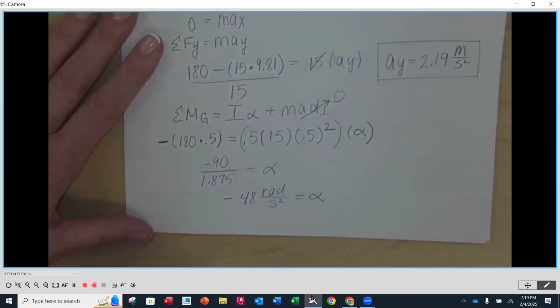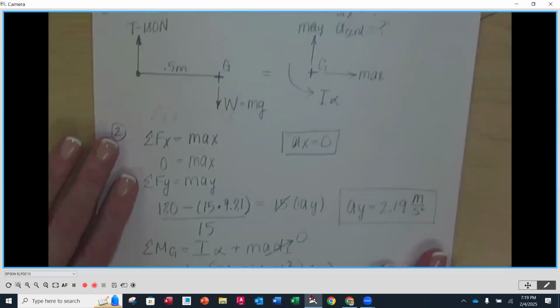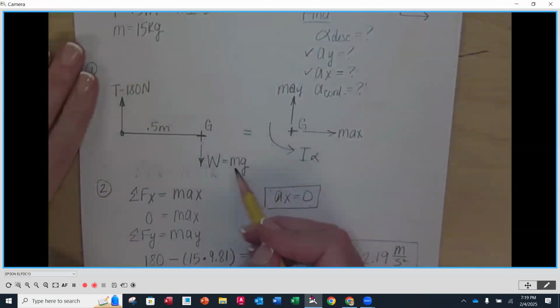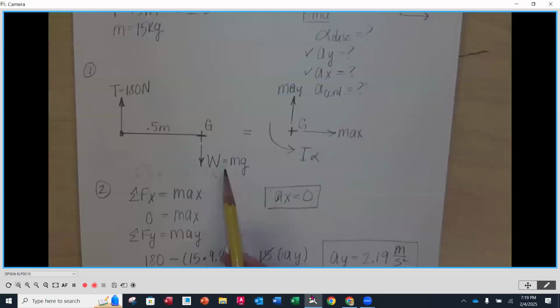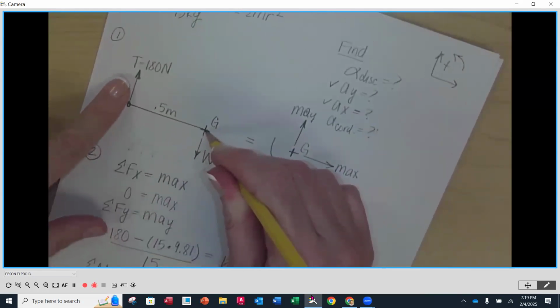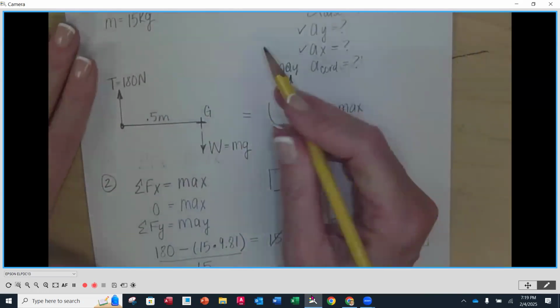Now, this is not slowing down because we're pulling on that. This is going to actually start speeding up, right? So what does that negative mean to us? We look at the direction up here. What does that mean to us? Exactly. And that makes sense because we weren't given our weight, right? But if we look here, if we're summing around G, this is going to rotate this way, right? So this has to rotate this way.